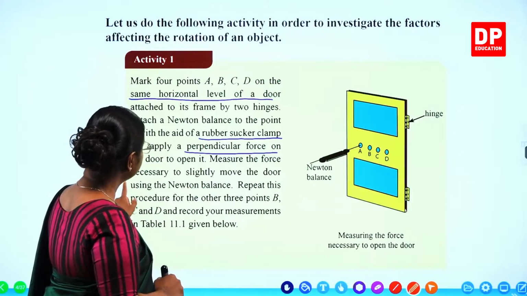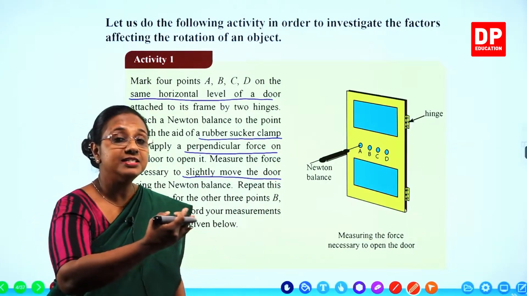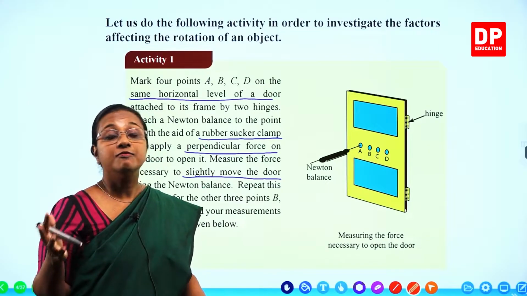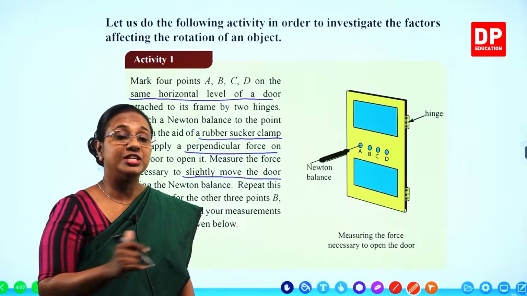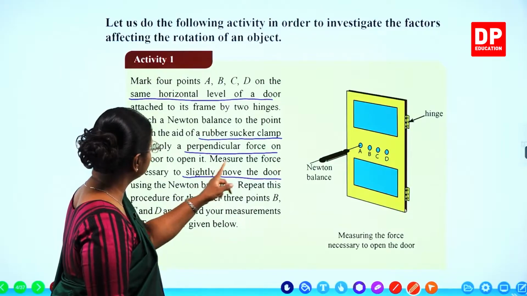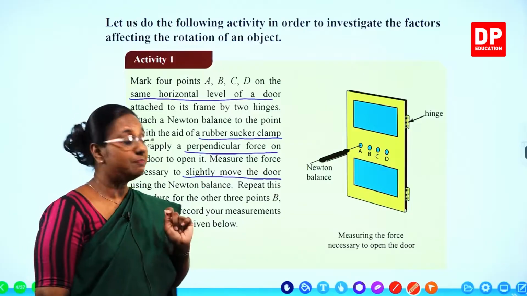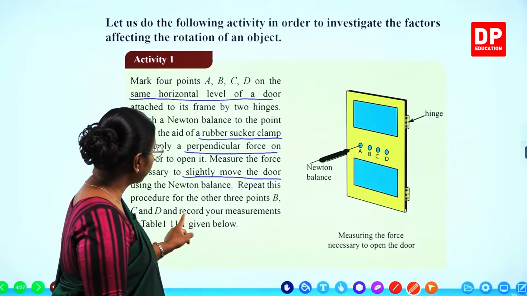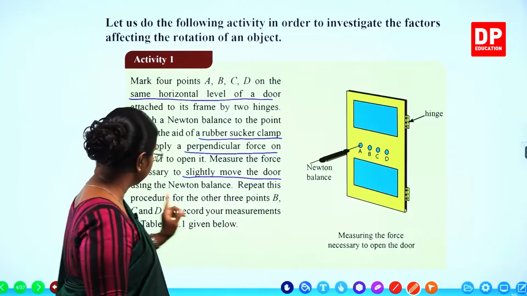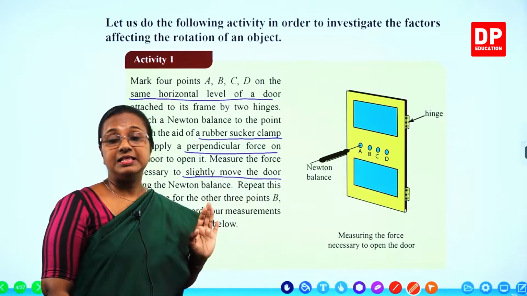Then measure the force necessary to slightly move the door. So as I said, as it just opens or slightly moves the door. You don't have to pull it open with a very heavy force or very high force. It can slightly move using the Newton balance. So measure the force necessary to slightly move the door using the Newton balance. Repeat this procedure for the other 3 points B, C and D and record your measurements in table 11.1 given below. So the table is in the next slide.